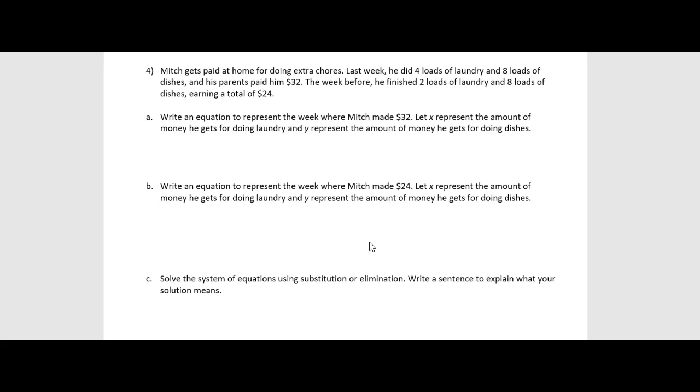So part A says, write an equation to represent the week where Mitch made $32. X is going to represent the amount of money he gets for doing laundry, and Y will represent the amount of money he gets for doing dishes. Part B says, write an equation to represent the week where Mitch made $24. And our variables, of course, are going to be the same. So I'd encourage you to pause the video, see if you can come up with both of those equations. Both equations will have an X and a Y. So see if you can come up with both of those, and then we'll think about how to solve that system.